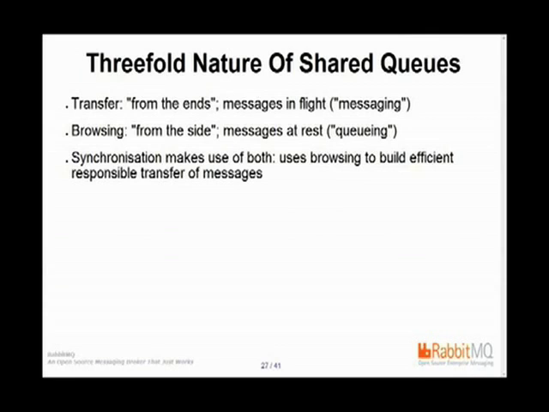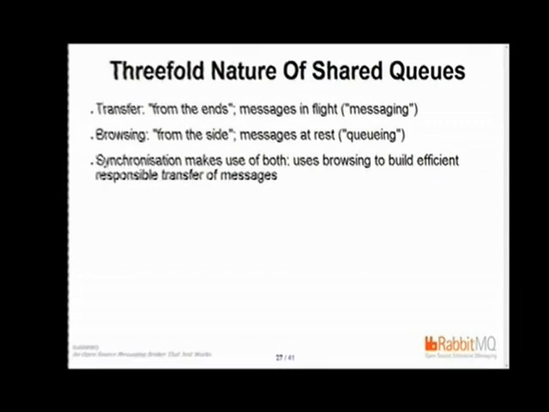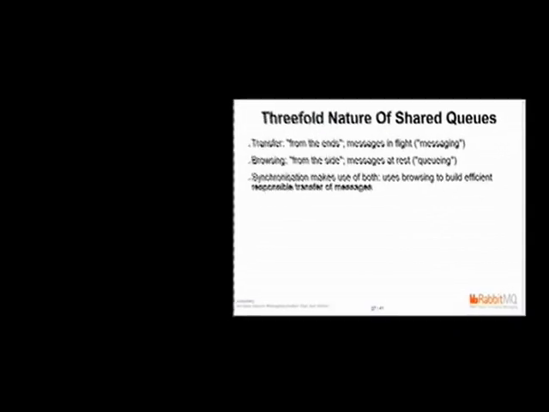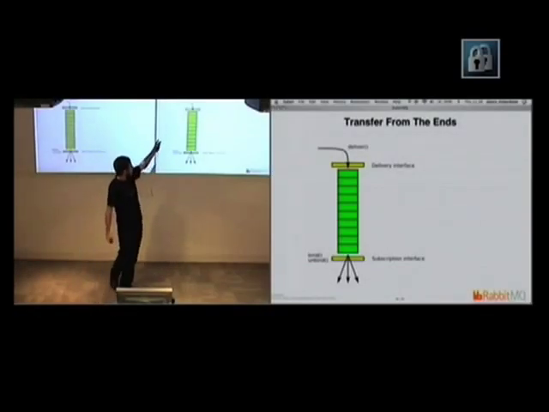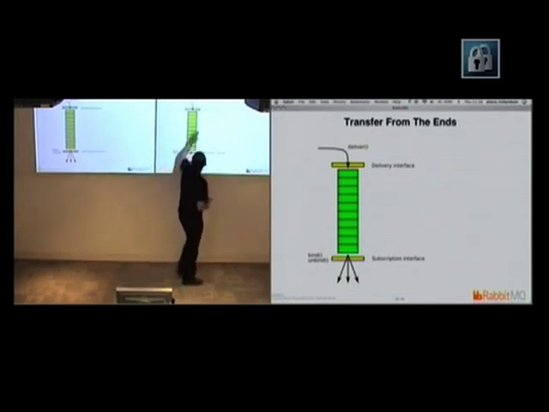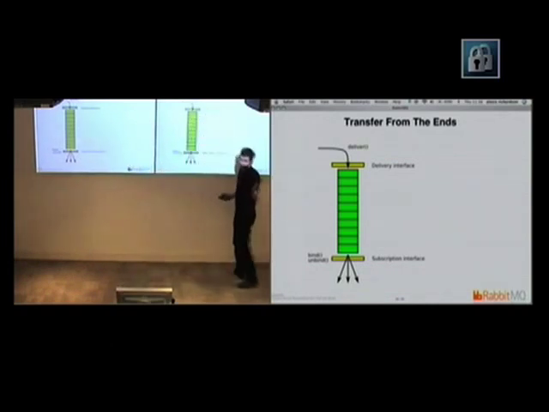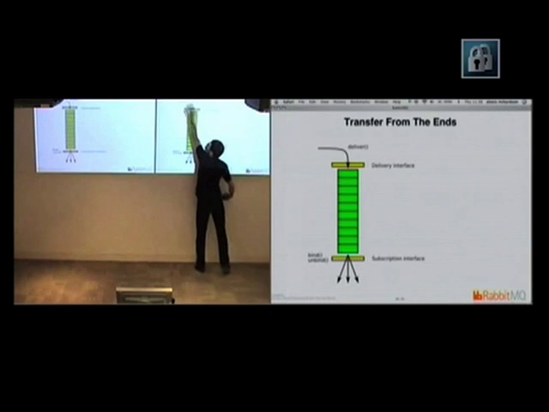And finally, you can use queues to do synchronization, and you can use synchronization to do queues. It's a meta-level transition thing. You can build an infinite tower of these things. I'll get onto that in a minute. To begin with, obviously, you're transferring stuff into a queue from the ends. So above this line here, representing an interface, a programming interface, you've got messages flying in flight.